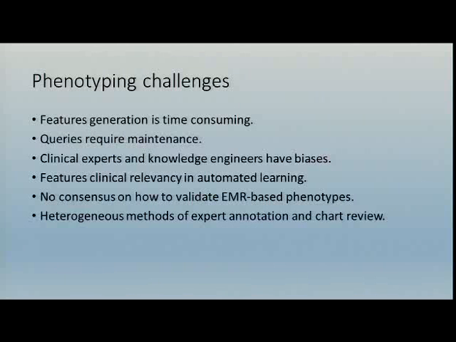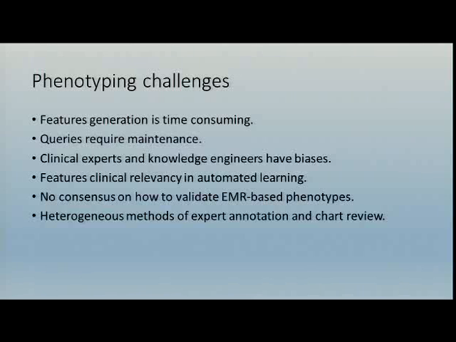So those are well-recognized challenges. There are also the actual phenotyping challenges that have to do with the generation of features that are used. Features are the predictors, the rules that you want to use. This process is time-consuming. A few phenotypes can take months, if not years, to generate by large bodies that are working on this topic right now. Queries require maintenance. Clinical experts and the knowledge engineers both have biases. Once you get the human element into anything, you're introducing a set of biases that we should try to investigate.